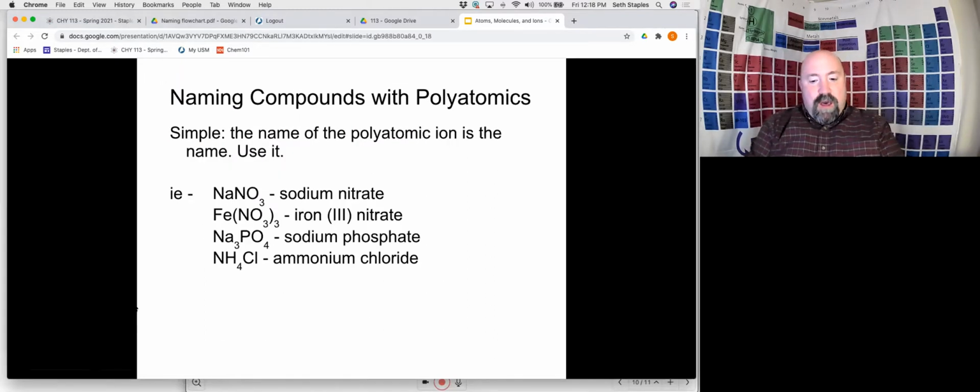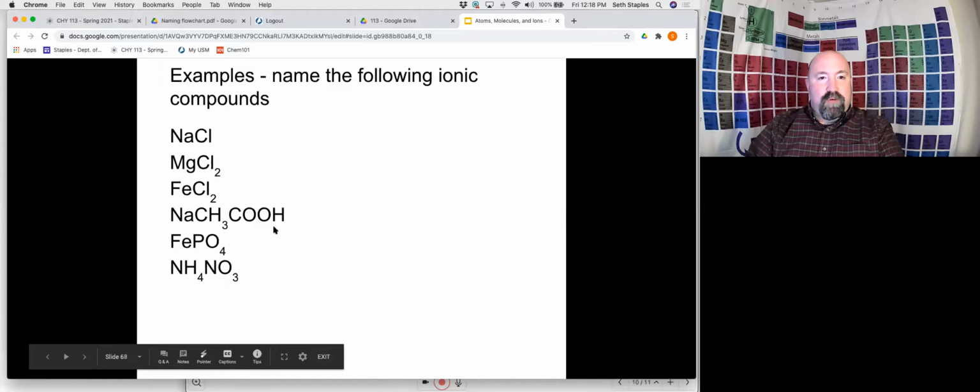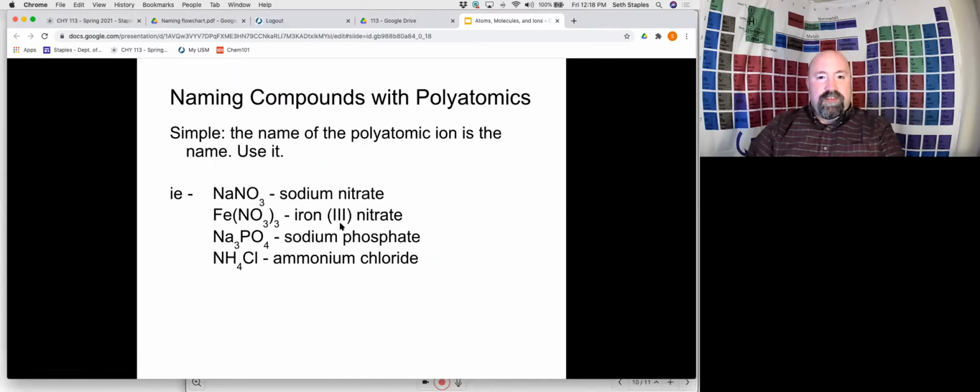Now let's talk about naming compounds that involve polyatomic ions. These are maybe the simplest you're going to encounter. The name of the polyatomic ion is the name of the polyatomic ion. Use it. NaNO3, NO3 is nitrate. So that becomes sodium nitrate. Fe(NO3)3, okay, now we have to use what we talked about before. We know the charge of nitrate is a -1. We have 3 of those. So that means that this must be iron 3 nitrate.